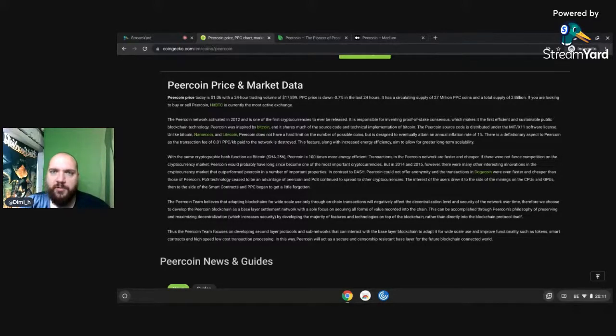Anyway, it is responsible for inventing proof-of-stake consensus. So it is the very first coin that has implemented a proof-of-stake consensus protocol. That was the main reason I've chosen this project. That was actually a fact that I knew of.